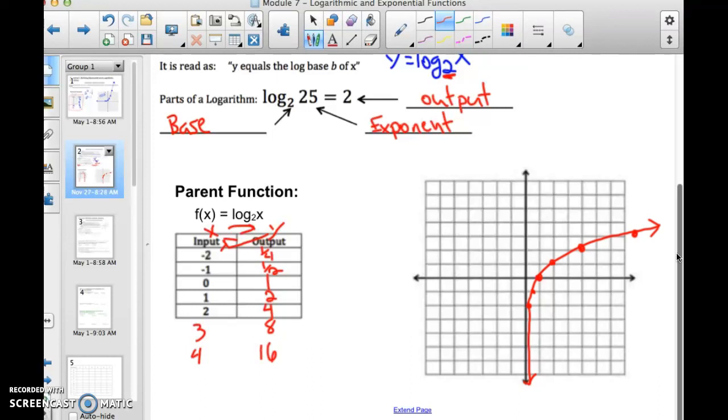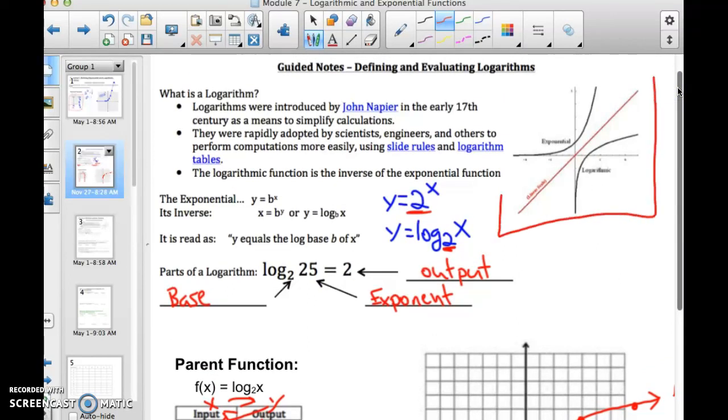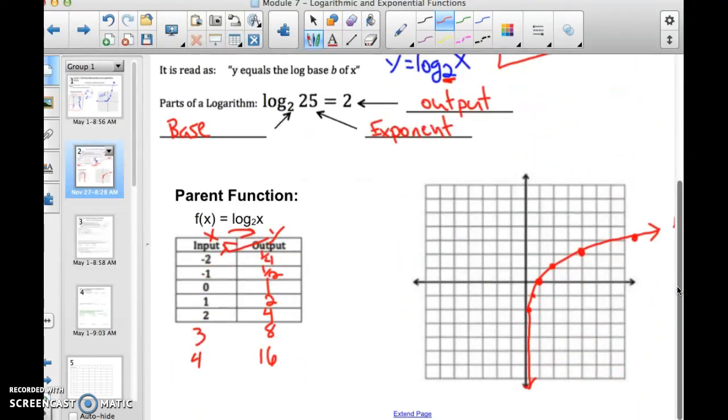All right, so if you notice then, inverses are symmetrical about the line y equals x, meaning that all the x values of one function become y values of the other function, and vice versa for the y values. And here is an image of the parent function y equals 2 to the x, that's the exponential function, and then y equals log base 2 of x. All right? And so they're inverses of each other, and we've discovered that graphically as well. That is the introduction to logarithmic functions and exponential functions.